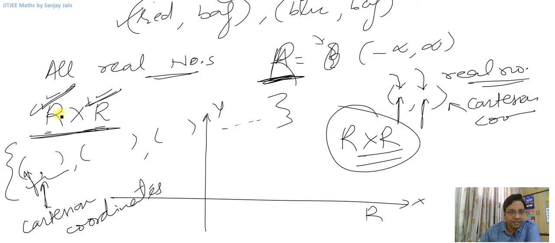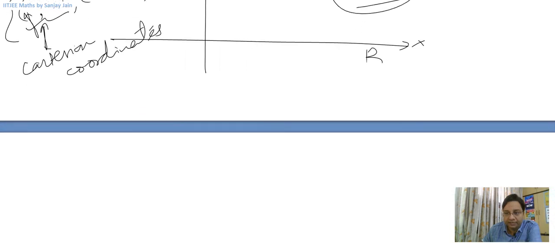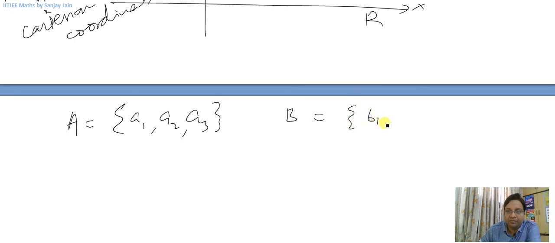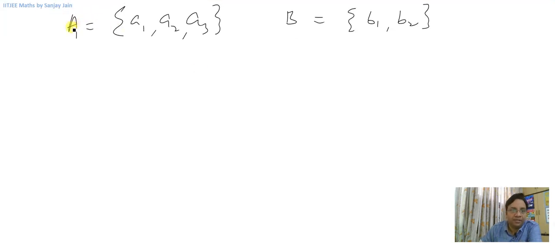If let us say we are not talking about real numbers and we are talking about any other set of numbers, like A is a set of A1, A2, A3, and B is a set of numbers B1, B2, right? Now these are not the coordinates, right? Because I have not said that these are a set of real numbers, so I can represent them as a grid of rows and columns.